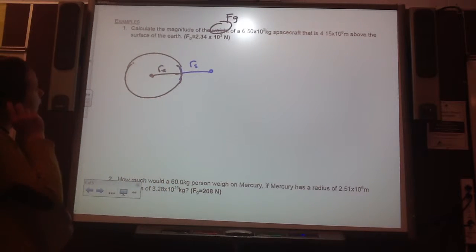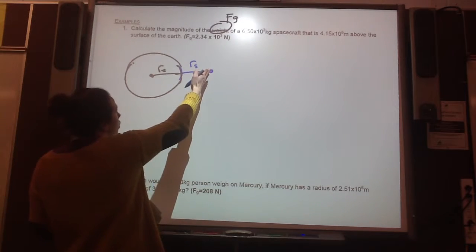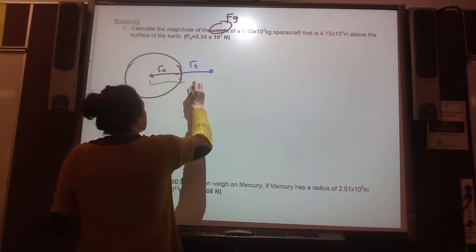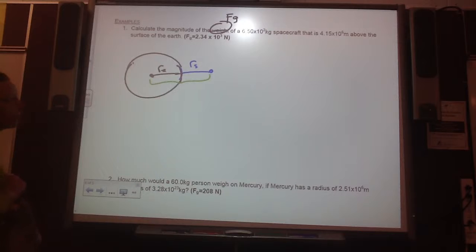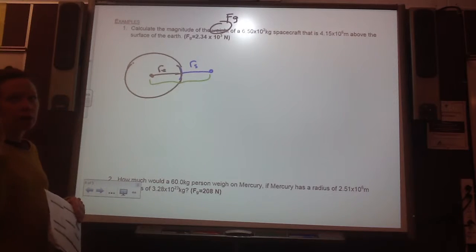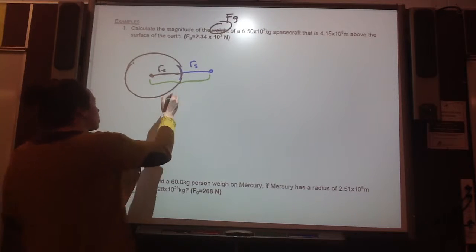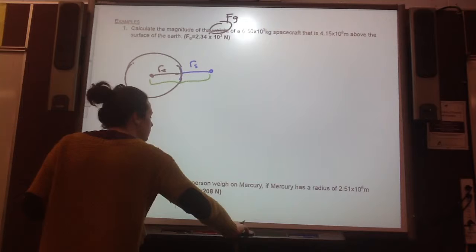I'm calculating the magnitude of the weight of the spacecraft, so I need to find out the entire distance between my two objects. This is going from the core of Earth to the actual spaceship. I'm going to say that that's my RT, R subscript T.